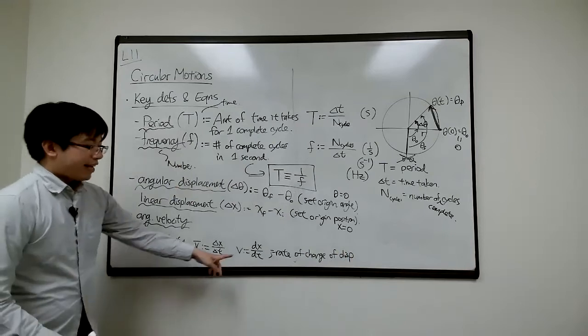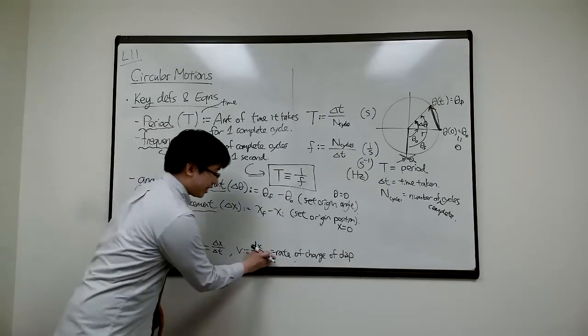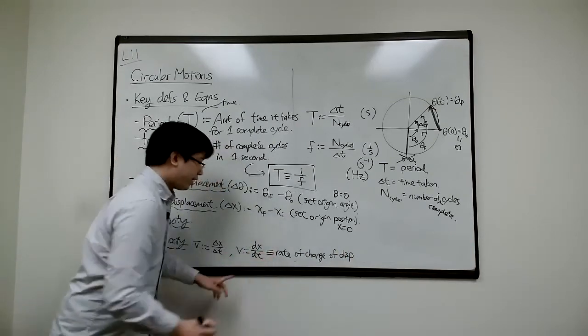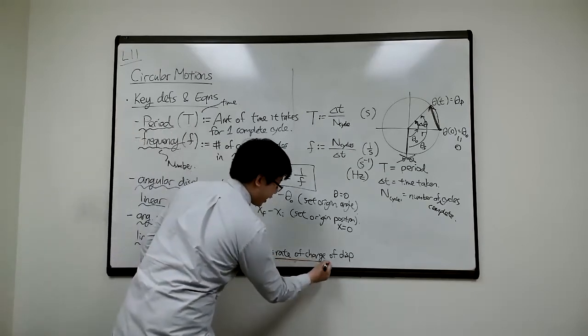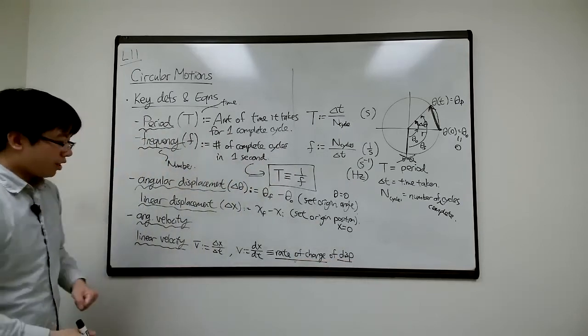Okay. Rate of change just means d/dt. Anything with d/dt translates to rate of change of displacement. So those are the keywords there.